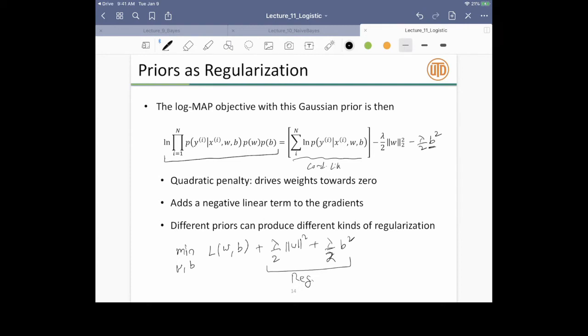And by the way, I have a negative sign over here, okay? This is the likelihood, right, and I'm trying to maximize this. So when you convert it into a minimization problem, the negative becomes a positive. So I get plus lambda by 2 w square plus lambda by 2 b square. Okay, any questions on this?